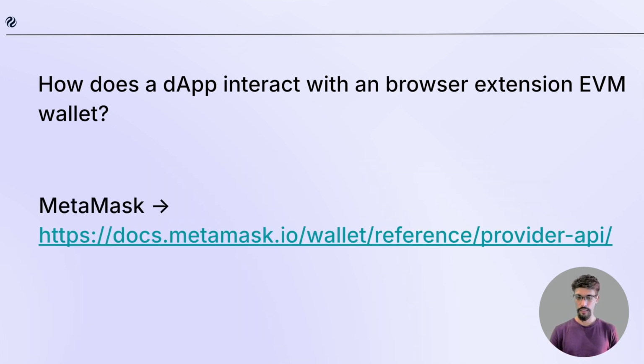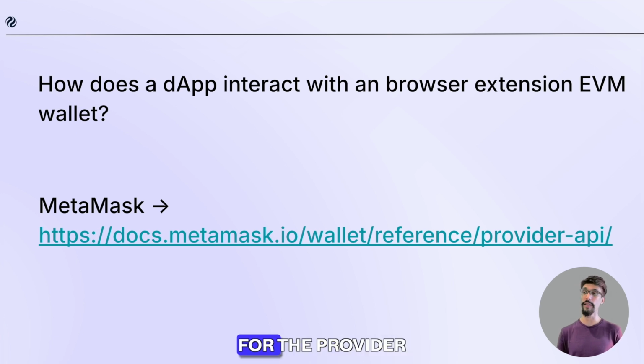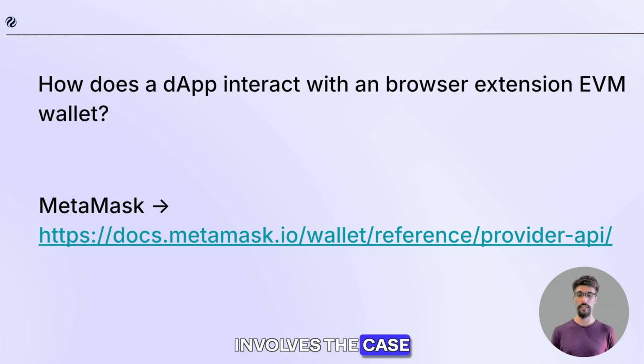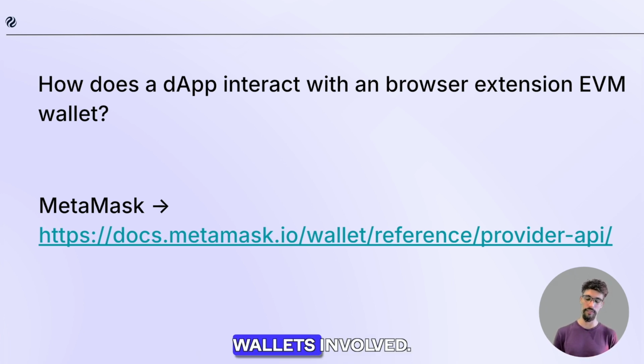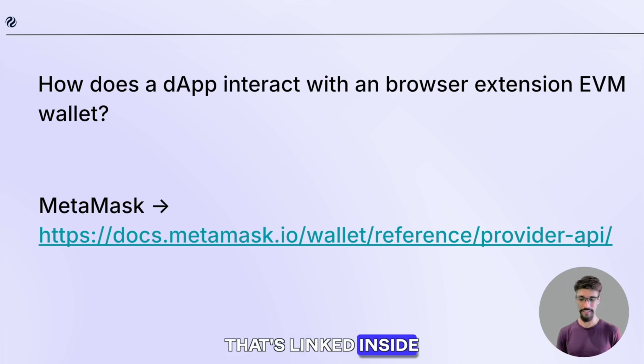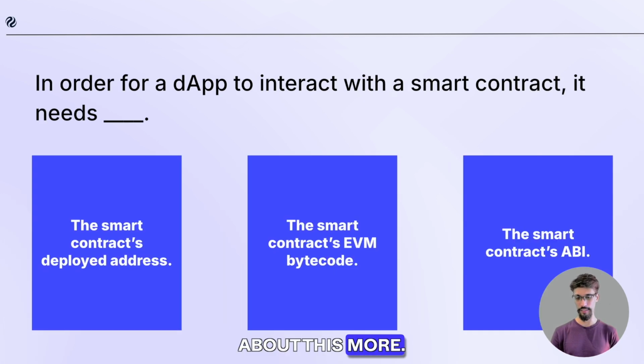All right. So here's a resource to check out. One of the most popular EVM wallets is MetaMask, and they have a reference page for the provider API, or the Web3 provider API. Note that this is the simpler version of how things are done. In fact, there is a more advanced version which involves the case when the user has multiple browser wallets involved. So yeah, that's linked inside this document as well. So go check that out as well if you want to learn about this more.